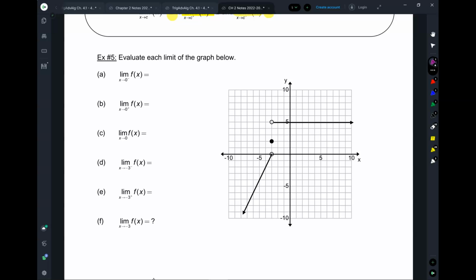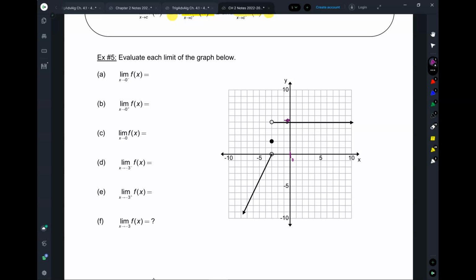The limit of f of x as x approaches 0 from the negative side, right? Take a look. As x approaches 0 from the negative side. So where is 0? Right here. This is x equals 0. As x approaches 0 from the negative side, that's here. So this is x equals 0.